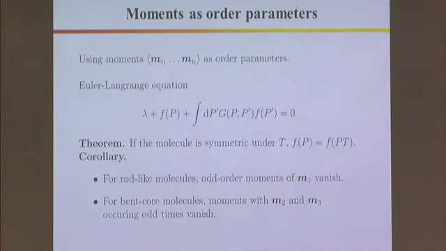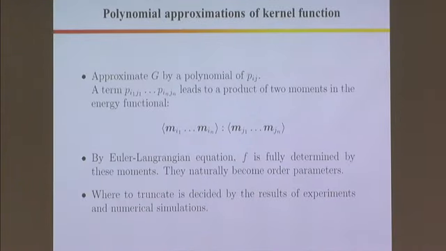In the moment, we have the Lagrangian equation. So if the molecule is symmetric under T, f should have this property. For the rod-like molecules, the odd-order parameters of M1 vanish. For the banana molecules, moments with M2 and M3 occurring an odd number of times vanish. So now approximate G by a polynomial of Pij.